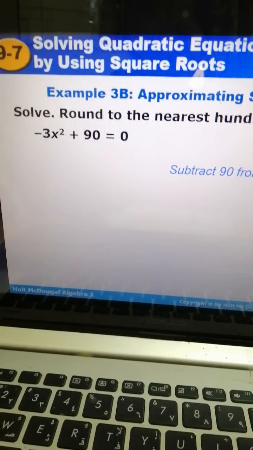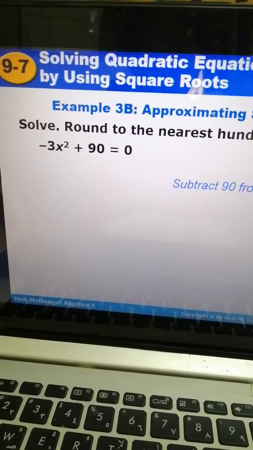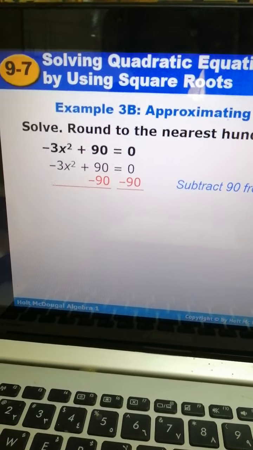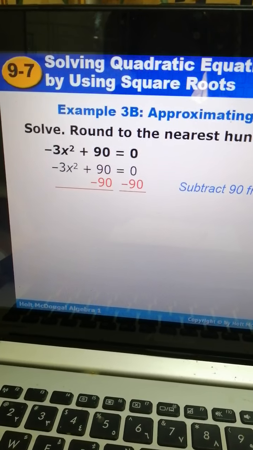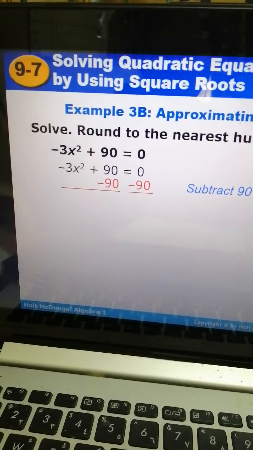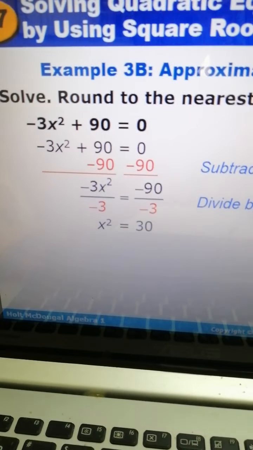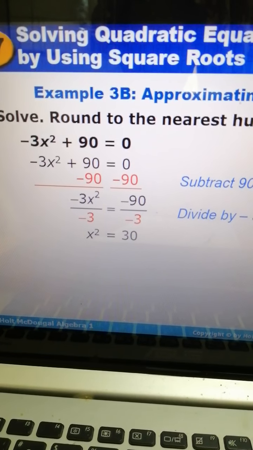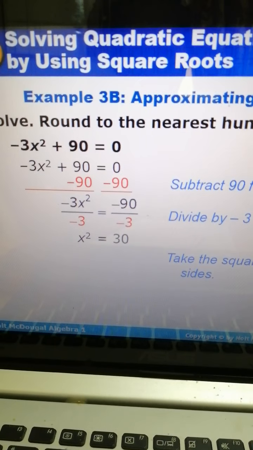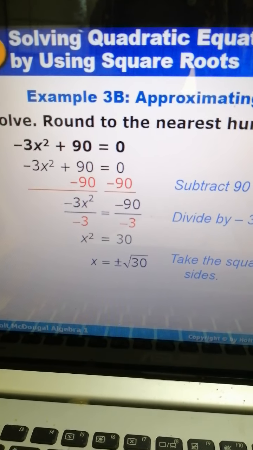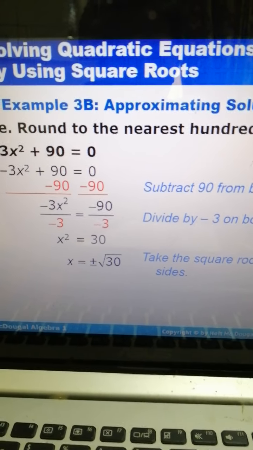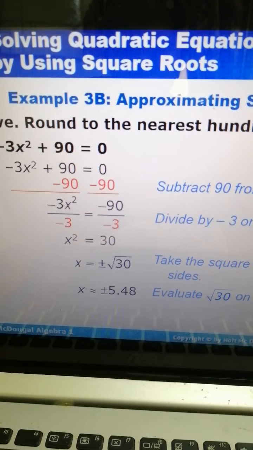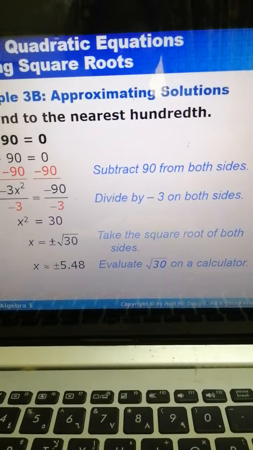The same thing as this. You can see you have negative 3x squared plus 90. So it's better to have a positive x squared, right? It's up to you if you want to do inverse operation on the negative 3x squared, or the 90. Because anyway, if you subtract 90 from both sides and you divide by negative 3 on both sides, it will be positive, because negative 90 divided by negative 3 is positive 30. And then you apply the square root to both sides. So that will be positive negative square root of 30. And we don't have a perfect square of 30. So the estimate is positive negative 5.48. Okay, this is example 3.